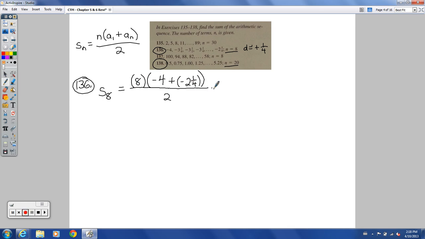So let's simplify this and see what we get. So I would have 8 times, and then this plus this, it would be negative 6 and 1/4. Negative 6 and 1/4 right there. Negative 4. And then plus and minus is the same as subtracting. So we can think of it like that. Let's see what I could do here. I could reduce this and this. That would make it a little easier. That would be a 4 and a 1. And so I would just have 4 times negative 6 and 1/4.